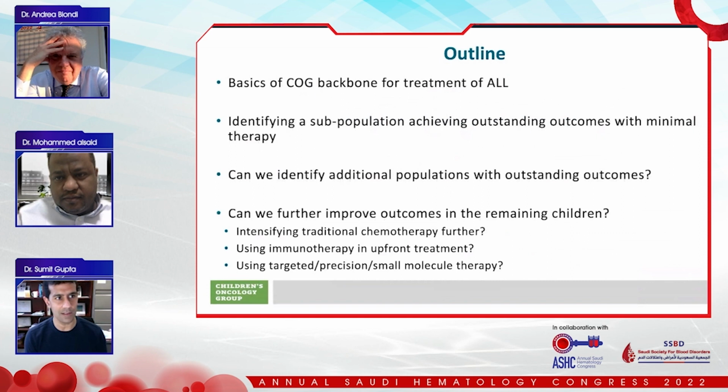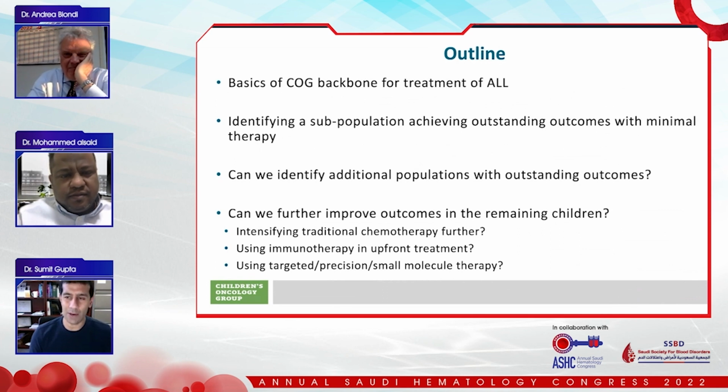For the outline today, I'm going to start by talking about the basics of COG backbones for treatment of ALL, which I think many are familiar with, so we'll do that pretty quickly. We'll then talk about identifying a subpopulation that achieves outstanding outcomes with minimal therapy. We'll talk about whether we can identify additional populations that have outstanding outcomes. And then finally, can we further improve outcomes in the remaining children? And if so, do we do that by intensifying traditional chemotherapy further, by using immunotherapy up front, or by using targeted or precision or small molecule therapy, whatever you want to call it?